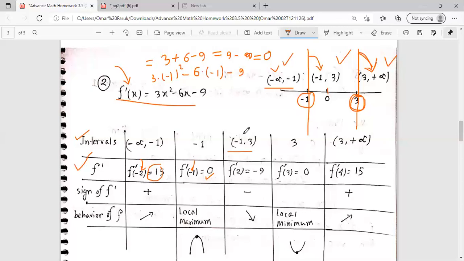So if you take any number, like I just took 2. So if this is 2, then 3 into 2 square, that means 3 into 4. Minus 6 into 2, that means minus 12. Minus 9. So this is 12 minus 12 minus 9. So this 12 and 12 get cancelled, and we get -9.